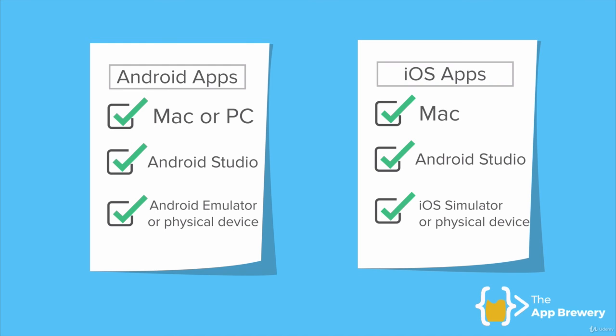So, as a summary, in order to develop Android apps with Flutter, you can use a Mac or a PC. You'll need to download Android Studio, and you're going to need an Android emulator or a physical device. In order to build iOS apps with Flutter, I recommend that you have a Mac that you can work with. And again, we're going to be using Android Studio, and you'll need an iOS simulator or a physical device to be able to test your iOS apps.